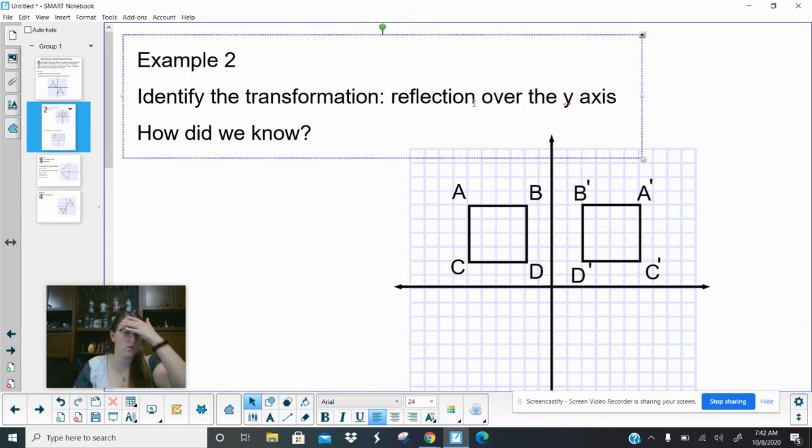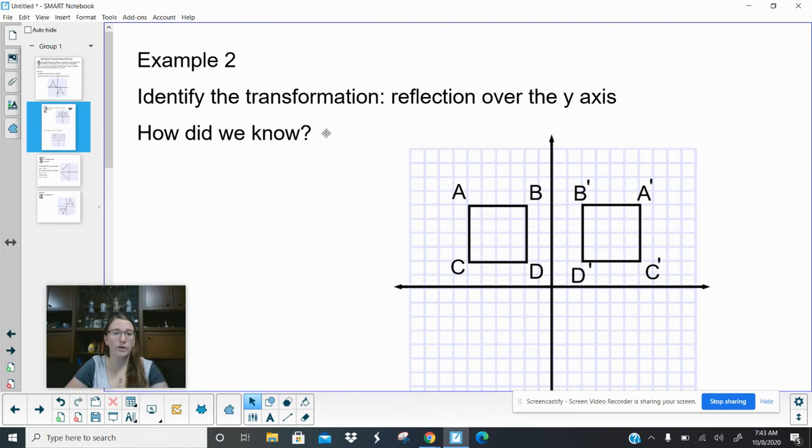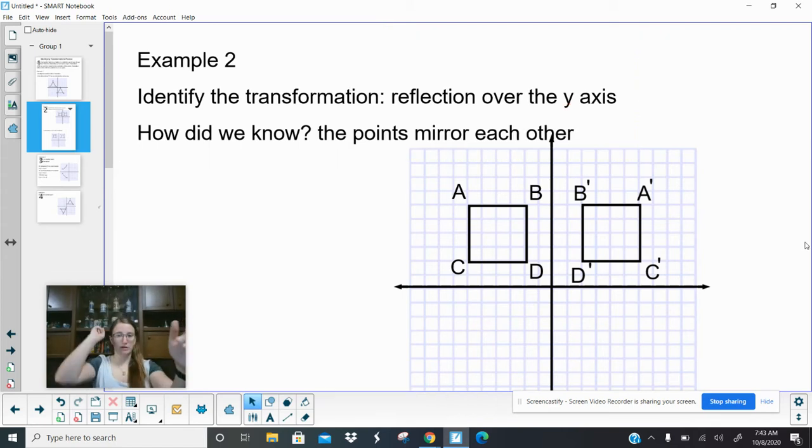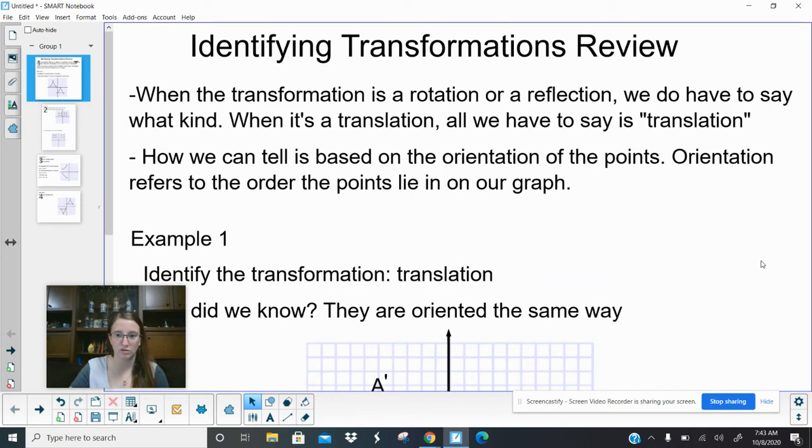Again, for the identifying ones, they're really only going to have you do the axis. Vertical axis is y, horizontal axis is x. So again, how we knew is the points mirror each other. B mirrors B, D mirrors D, A mirrors A, C mirrors C. They are not oriented the same way, so it cannot be a translation. They mirror each other.